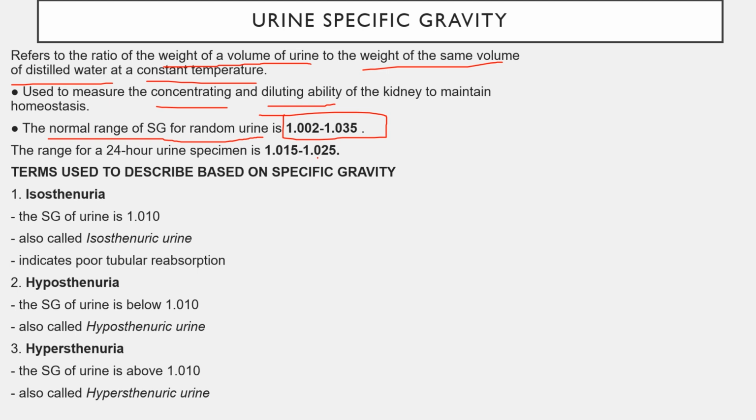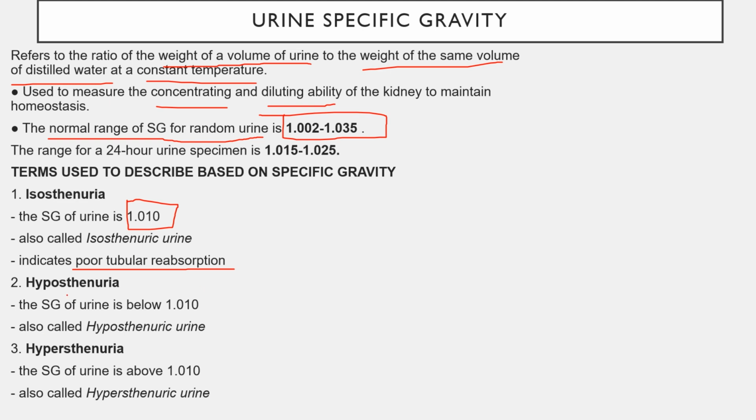Now, there are different terms used to describe specific gravity. The first one is isostenuria. Isostenuria refers to the specific gravity of urine set at 1.010. Very balanced, or very normal. This is also called isostenuric urine. Indicates poor tubular reabsorption.